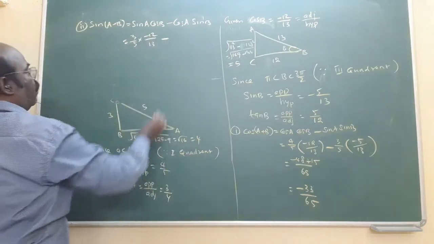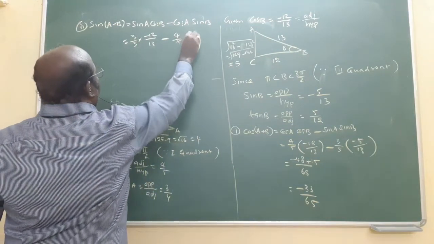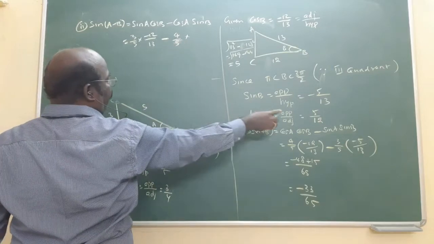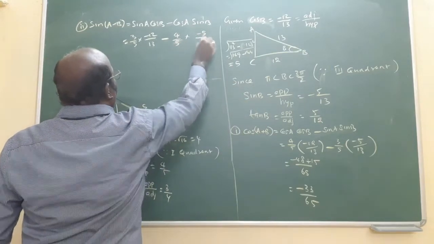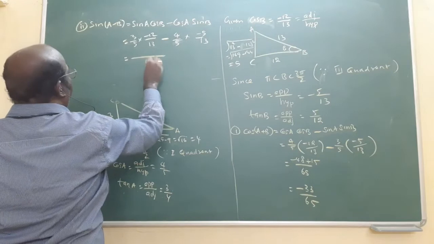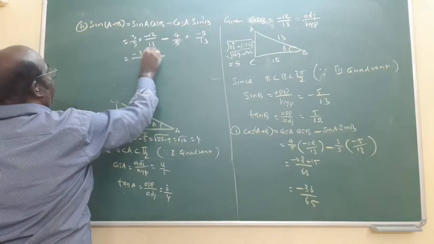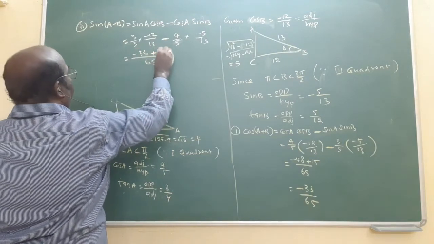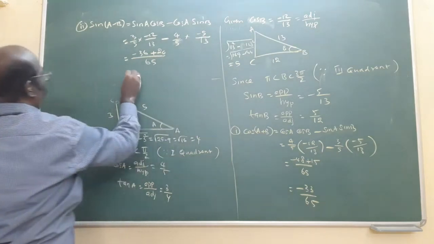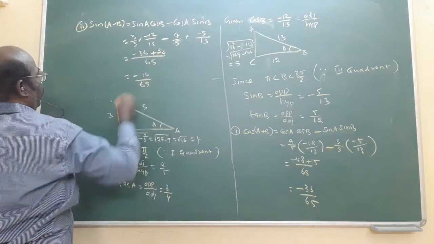Cos A is what? 4 by 5. Sin B is what? Already found out, minus 5 by 13. Here also 65 is the LCM. Multiply: minus 36 plus 20. Am I right? Now minus 16 by 65 is the answer.